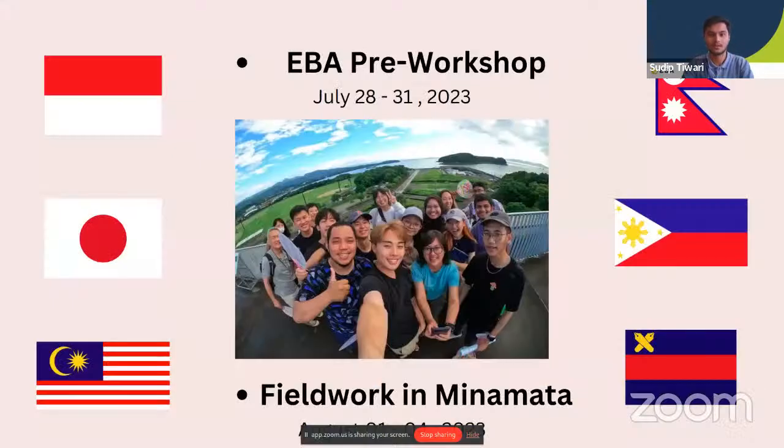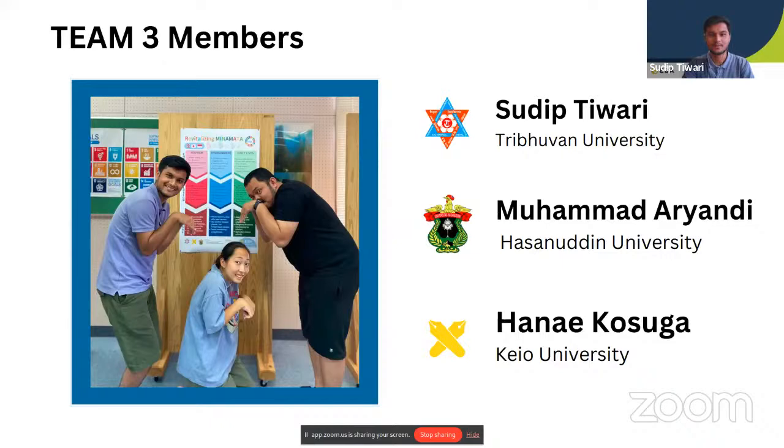Moving on, the EBA was divided into two parts. The first was the EBA pre-workshop from July 28 to July 31, 2023. And the second was fieldwork in Minamata, from August 1st to August 4th. We had members from 5 different countries. And these are our team members: myself, Sudeep Tiwari, Muhammad Aryandi, and Hana.